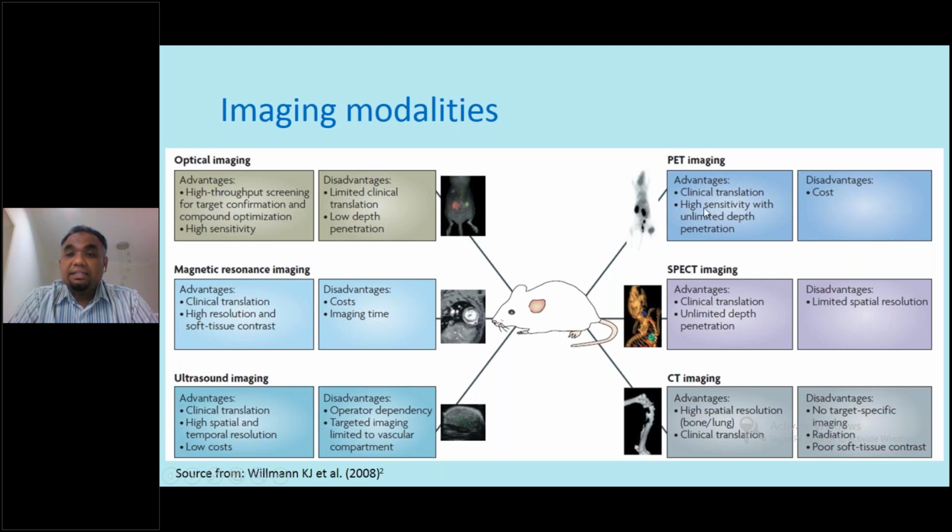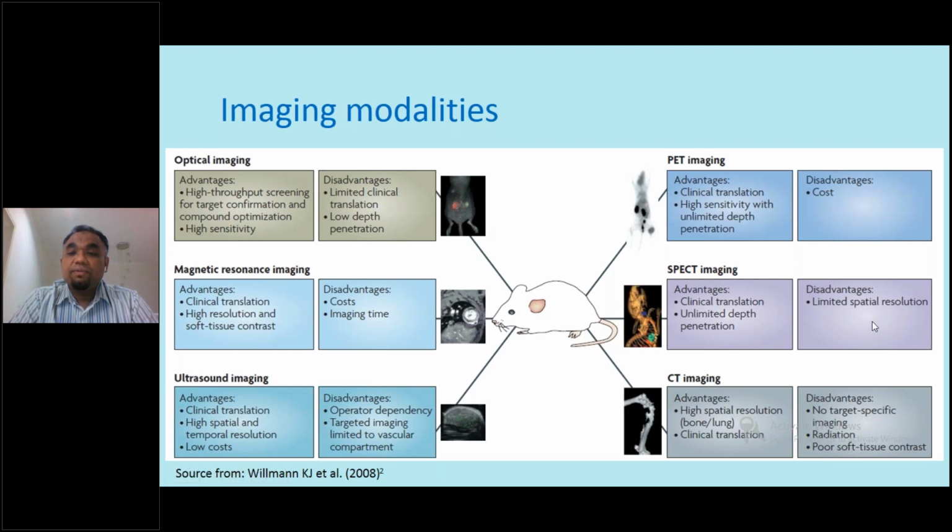It gives you high sensitivity with unlimited depth penetration, and it is already available in clinical translation, meaning that it's already available in a clinical setting. However, the cost is quite expensive nowadays, and the same goes for SPECT.